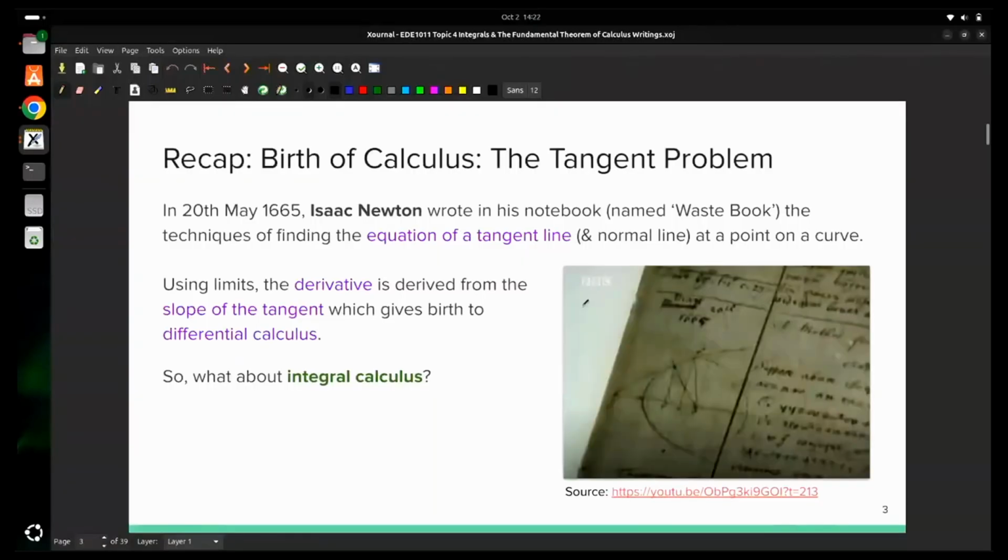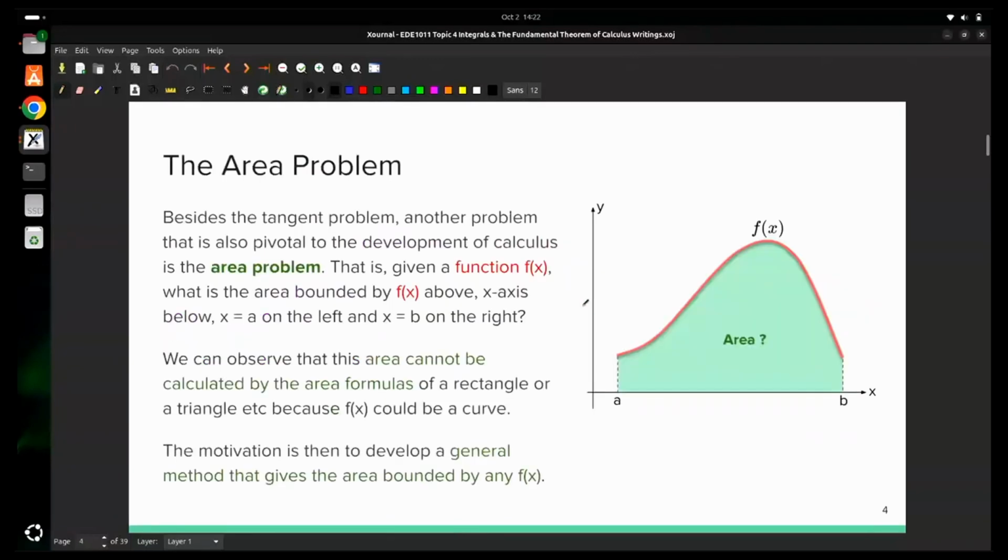So once again, the culprit is Isaac. Besides trying to find the slope of the tangent, he also went and tried to find the area under a curve. The area between a curve f of x and the x-axis, for example. So basically, after he solved the tangent problem, then he thought about the area problem.